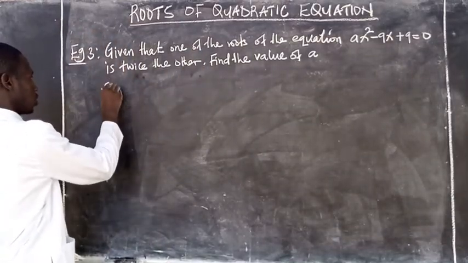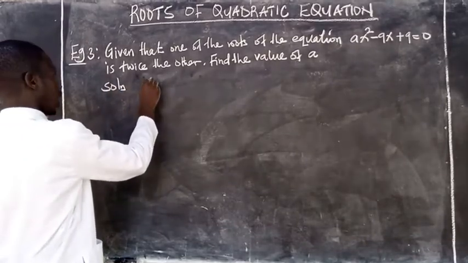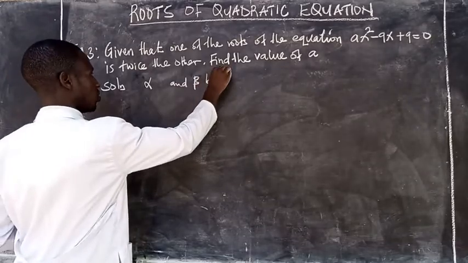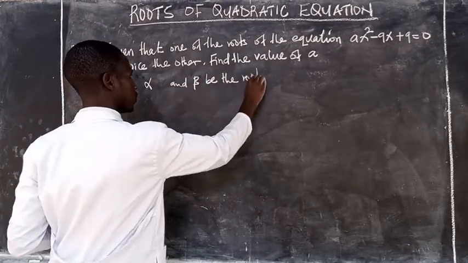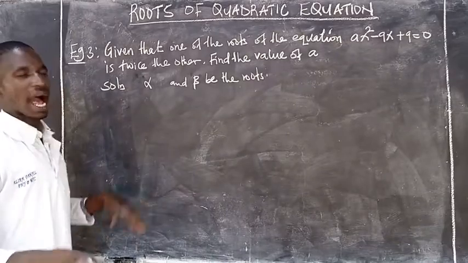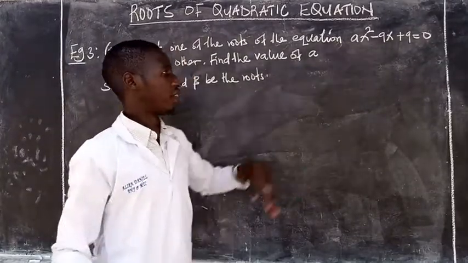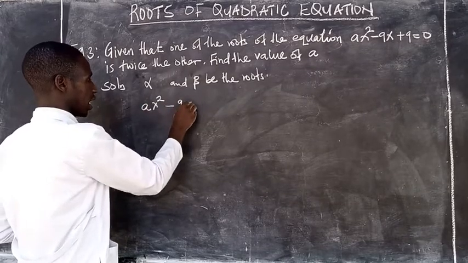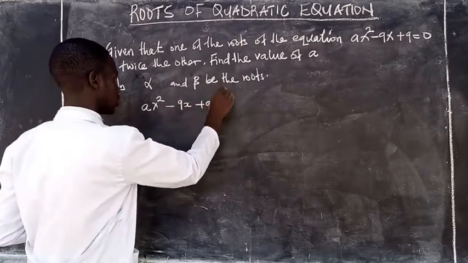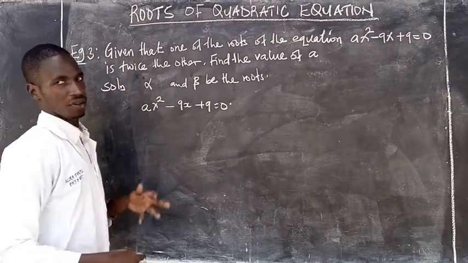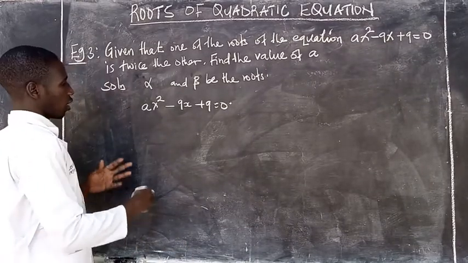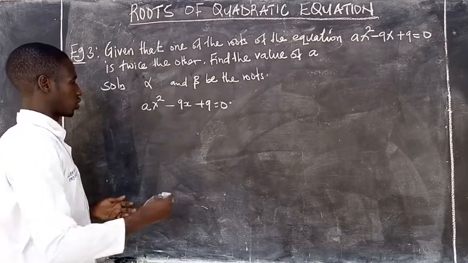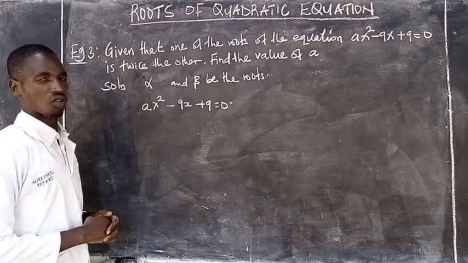Still, we do the same way. We say let alpha and beta be the roots. So if alpha and beta are the roots, then the equation, of course, we already have it, ax squared minus 9x plus 9 equals 0. So from here, if we rearrange in terms of x squared minus sum plus the product equals 0, that means we have to first divide all through by a.